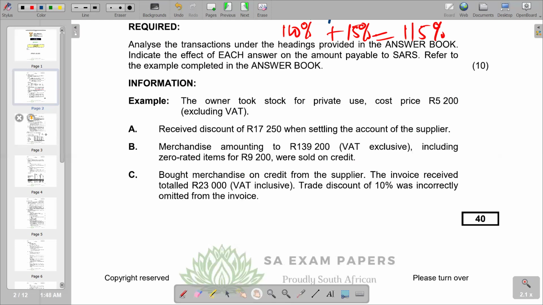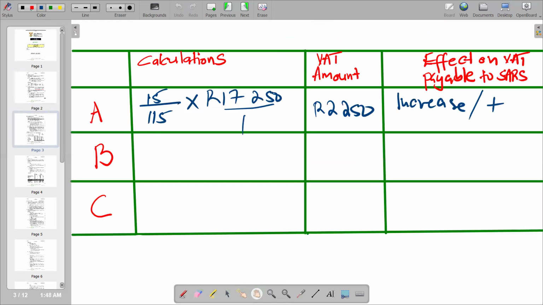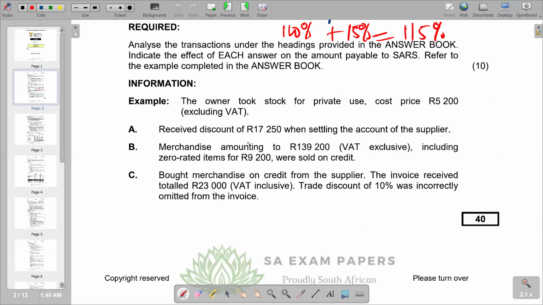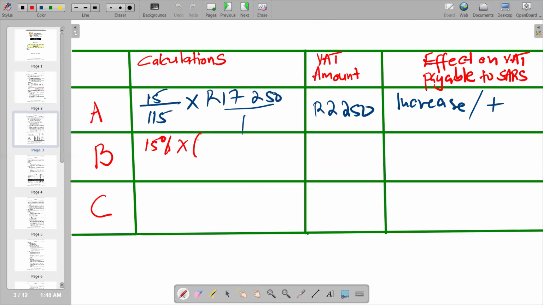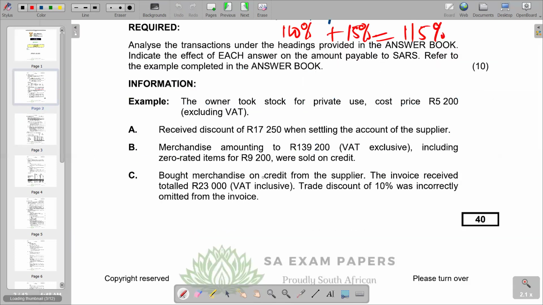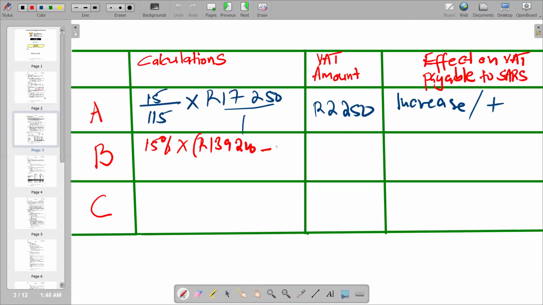So basically we can say on our calculation, we are saying 15%, obviously. We multiply it by the amount that we are given, which is 139,200, and then we subtract the zero rated, which is 9,200 rands. So basically, this is what we have.